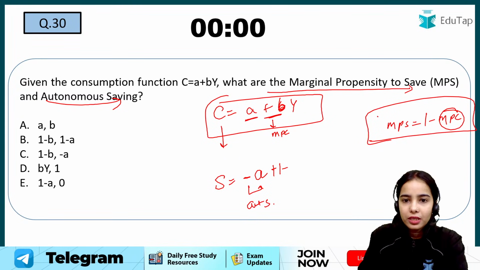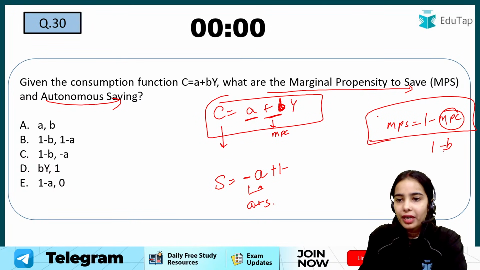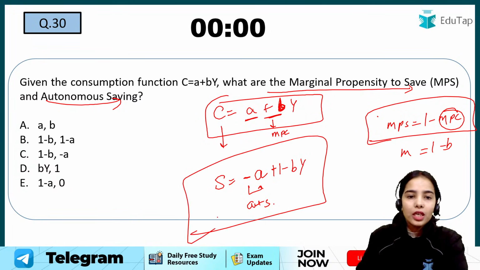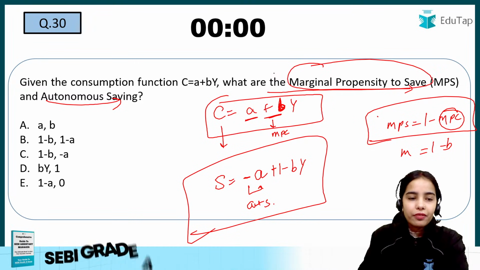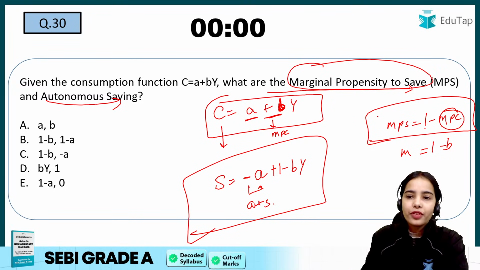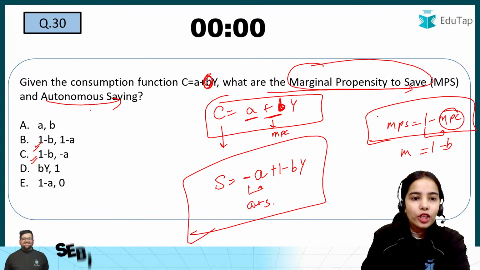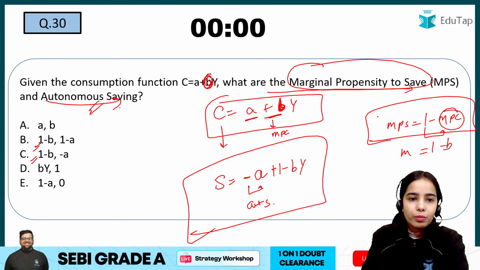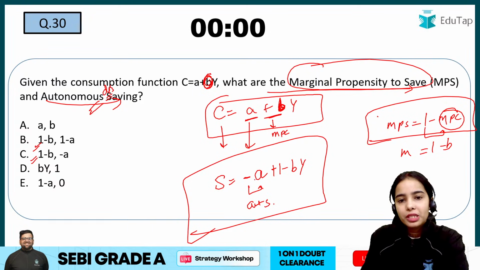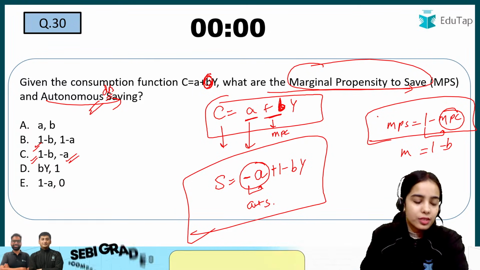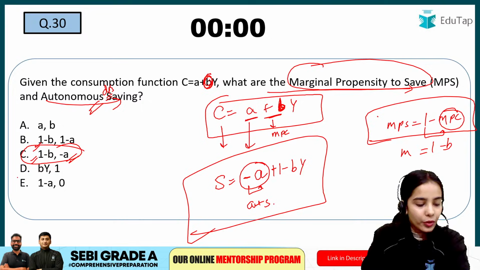B is MPC, so 1 minus MPC is MPS. So here the marginal propensity to save is 1 minus MPC. So B or C can be the answer. Now autonomous saving is autonomous dissaving basically. Autonomous dissaving is autonomous consumption in negative. So C is the answer.